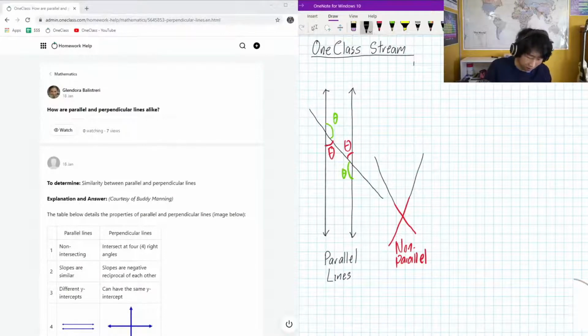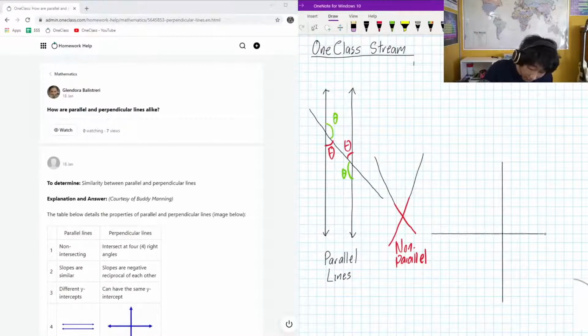And for perpendicular lines, let me just get my line tool right here so we can draw the straightest, most beautiful lines ever. Perpendicular lines are lines that intersect at 90-degree angles. And it is critically important that they are exactly 90 degrees. Okay, so I'm going to write here perpendicular lines. So here is 90 degrees, 90 degrees, 90 degrees, and 90 degrees. 90 degrees everywhere.